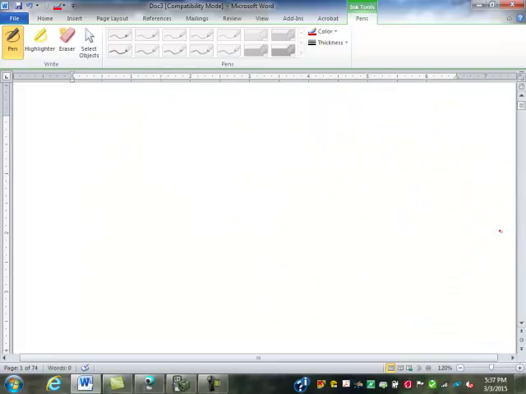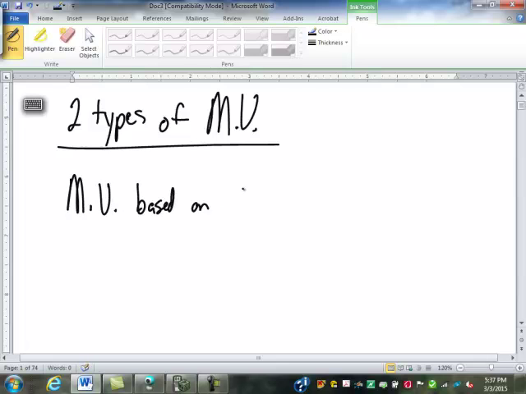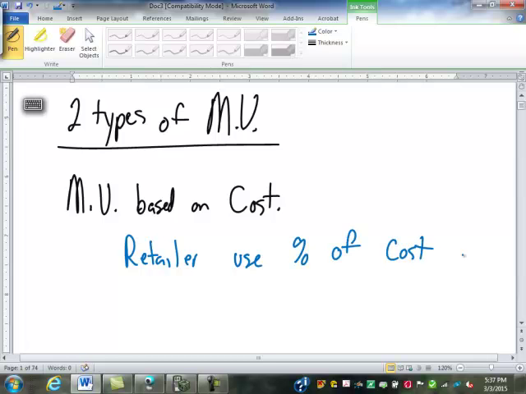So anyway, there are two types of markup. MU is what I'm going to use for markup, just because I'm lazy. But anyway, there's two types of markup. The one type of markup is what most of us are familiar with. That'll be markup based on cost. And this is what most of us would think of for markup. So the retailer uses a percentage of the cost as the markup.